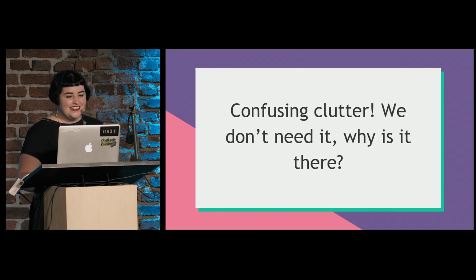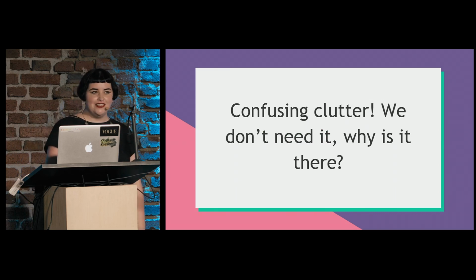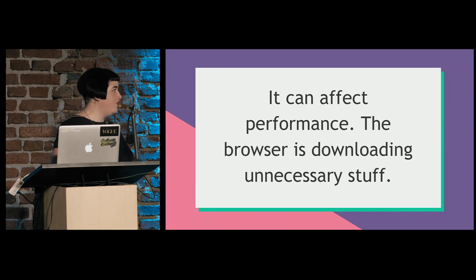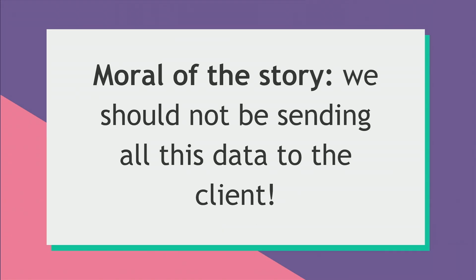Why is this bad? Well, first of all, it's a lot of confusing clutter because we don't need this data, so why is it there? It's just confusing to try and sift through all that data all of the time. It could also affect performance because the browser is downloading unnecessary stuff. And it could be a security risk because what if the API developer introduces a sensitive field like password? And because we're sending the entire API response to the client, we've now exposed a password to the people reading Vogue. Moral of the story is that we should not be sending all of this data to the client, and that is bad.